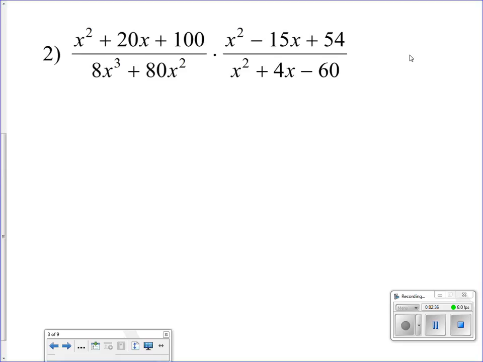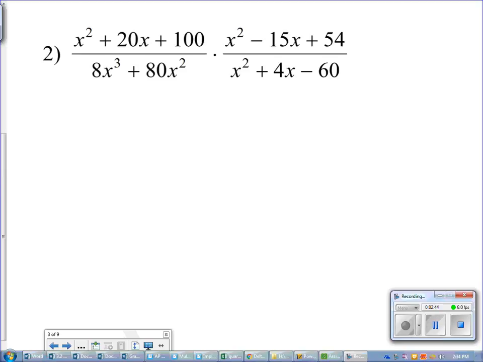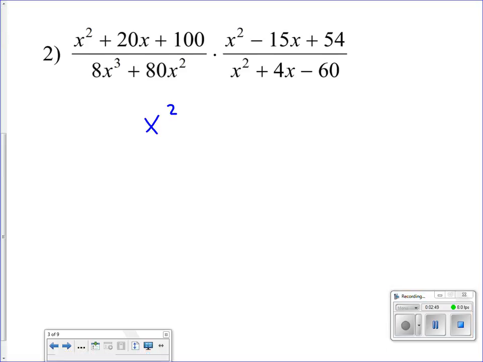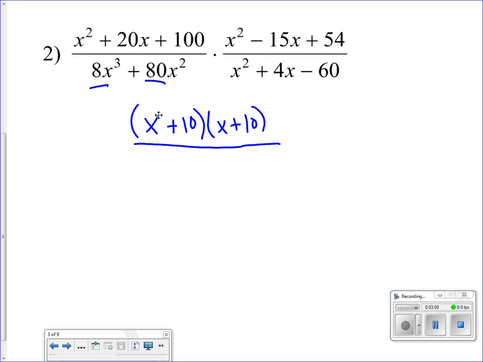I'm going to ask myself, do I know any factors of 100 that add up to 20? So I'm thinking, well, 100 is 10 times 10. Oh, and 10 plus 10 is 20. So that first fraction is actually x plus 10 times x plus 10. And then in the denominator, I see a GCF. Both 8 and 80 are divisible by 8, and both x cubed and x squared are divisible by x squared. I'm going to factor out 8x squared.